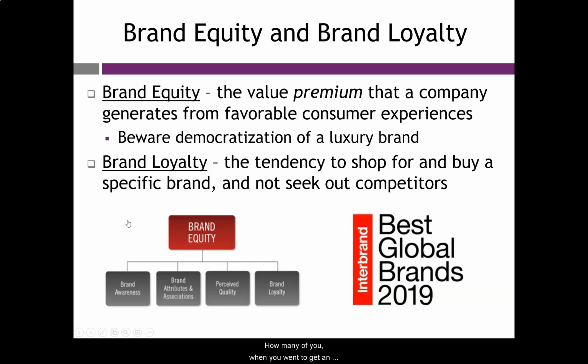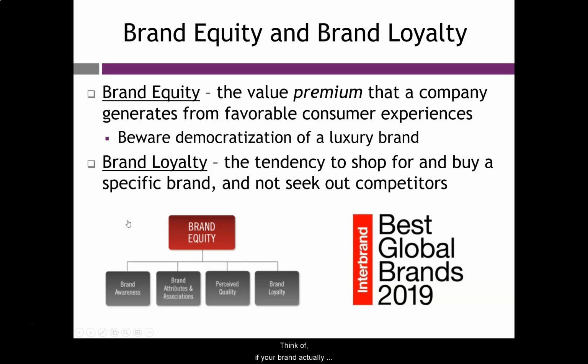How many of you, when you went to get an iPhone, all you looked at was different iPhones? I bet a bunch of you, all you were considering was iPhones. Boy, talk about a strong brand. You didn't even consider something else. That's one of the reasons why Apple is such a profitable company. Brand loyalty.